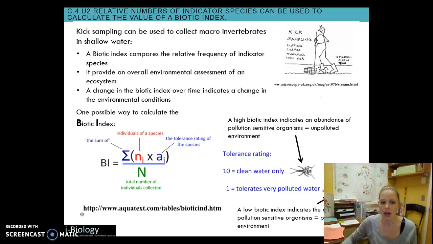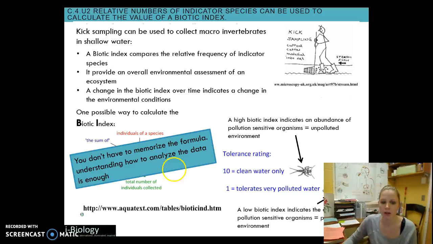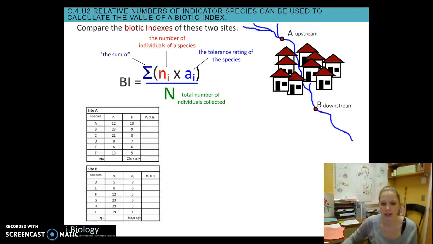okay? You're going to use this equation here. So number of individual species times the rating, and that you just get, or is provided, and then divided by the total number. So again, you don't need to remember the formula, you just need to know how to analyze the data.